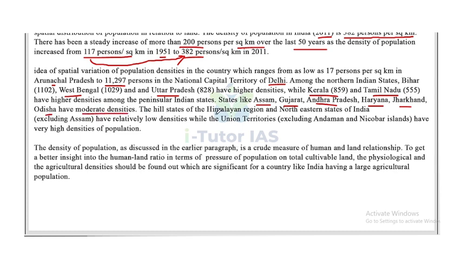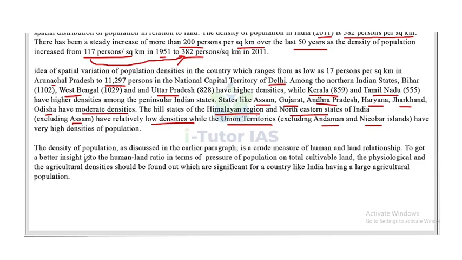The hill states of the Himalayan regions and the northeastern states of India, excluding Assam, have relatively low densities, while the Union territories, excluding Andaman and Nicobar Islands, have very high densities of population. The density of population, as discussed in the earlier paragraph, is a crude measure of the human and land relationship.